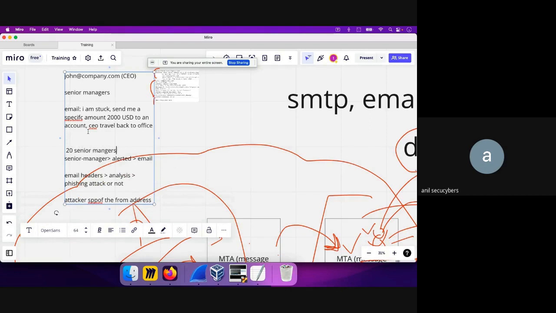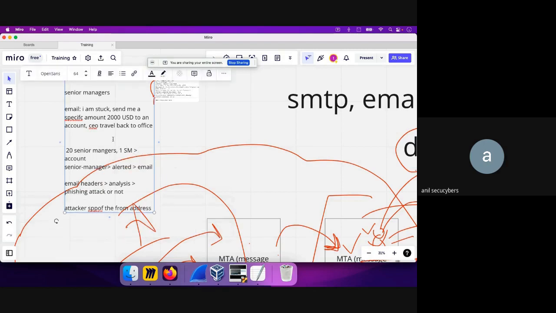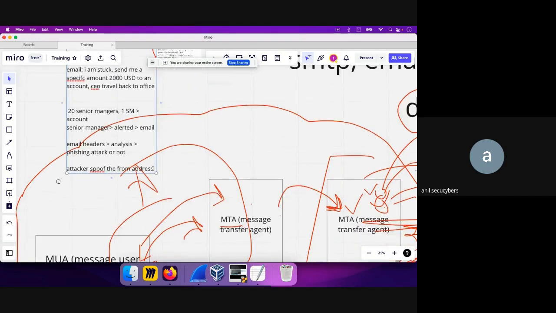A senior manager actually paid around $2,000 to that account, thinking that he was helping the CEO and might get easily promoted for his good work. So one of the senior managers actually paid out that amount. He fell into the trap. Otherwise, here is what we did as incident analysts.